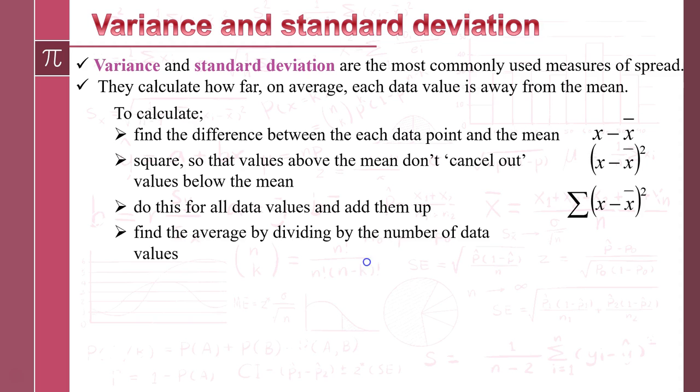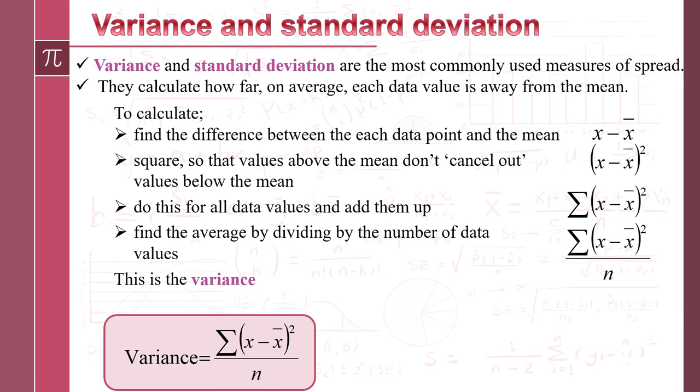So let's do that. What we've got now, this thing over here, is referred to as the variance, which is, on average, how far is each value away from the mean. So our variance is the sum of the difference between each data value and the mean squared, all divided by how many pieces of data you've got.